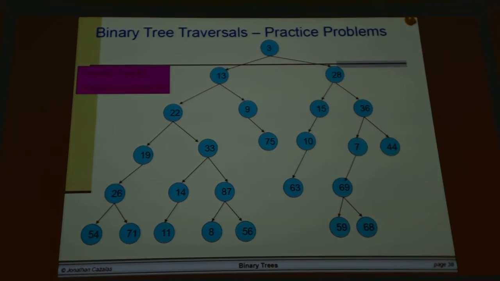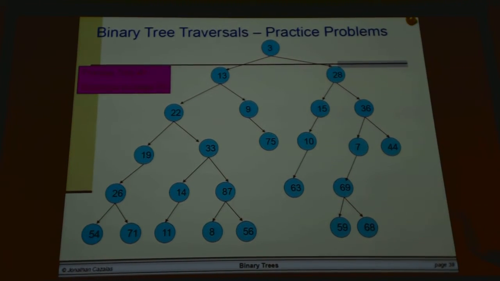So we come here to 28. We look, he has a left. So we know we have to deal with that left first because we're doing in order. 15 has a child. He has a left. We have to deal with that left first because we do left, root.